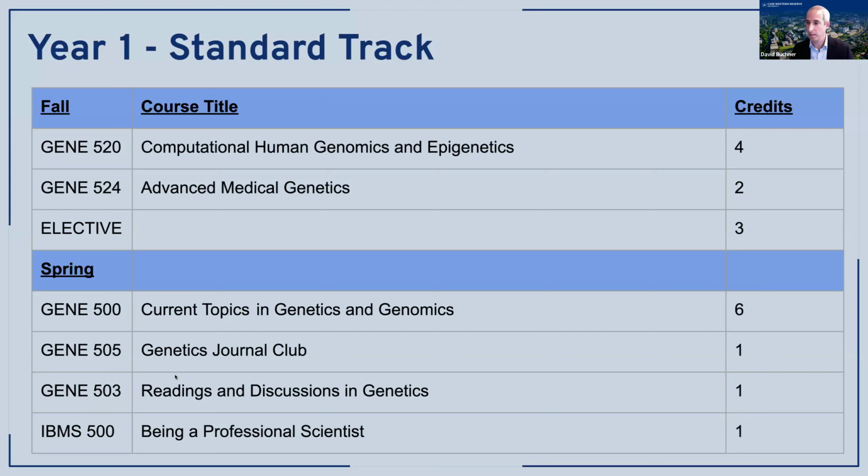The idea is that this is going to be setting up the chance for you doing research in the second year, where you'll really get to know one of the faculty members one-on-one and see whether that would be a good fit for you doing research in the second year. And then finally, there's a course on being a professional scientist, and this is a lot of the ethical issues associated with being a biomedical scientist and a computational genomics researcher.